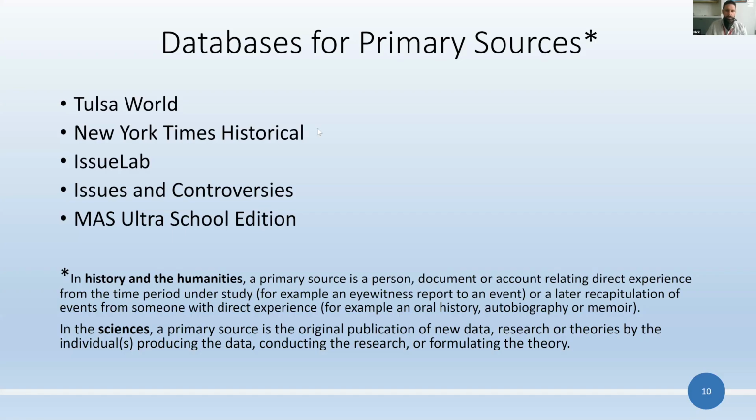So again, down here, I define as a reminder what a primary source is. It's a person, document, or account relating direct experience from the time period under study. For example, an eyewitness report or a newspaper article, rather than a later recapitulation of the event. And in the sciences, a primary source is the original publication of new data, research or theories by the individual producing the data, conducting the research, or formulating the theory.